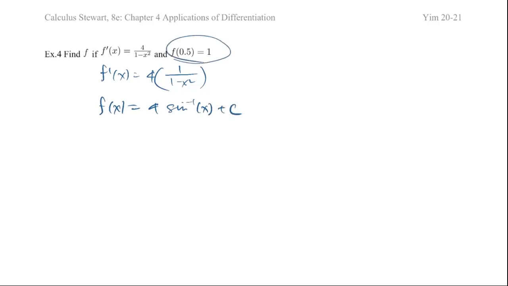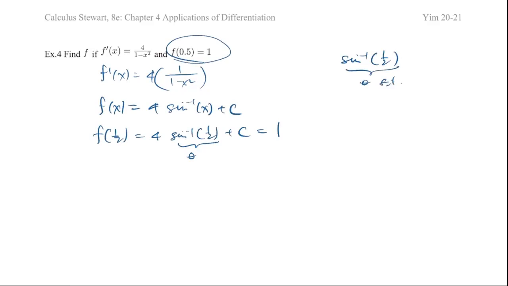And then we have an initial condition, right? So f of 1/2 is equal to 4 inverse sine of 1/2 plus c is equal to 1. But what is this exactly? That is a theta, right? So let me put that on the side. That right there is a theta such that sine theta is equal to 1/2. That means the theta is equal to what? Pi over 6, right? And the theta just happens to be inverse sine of a half.